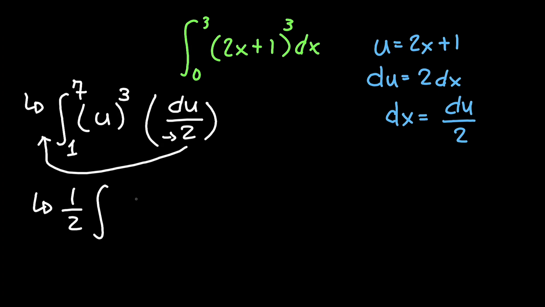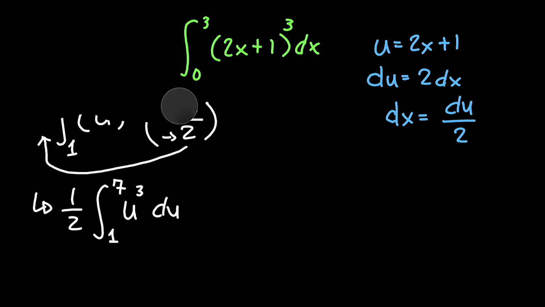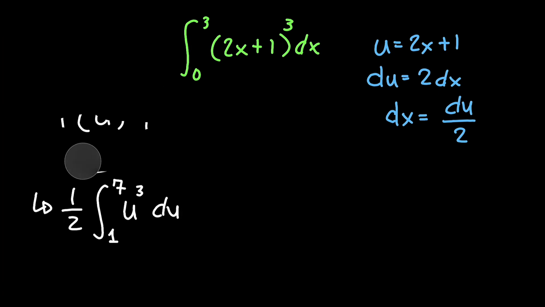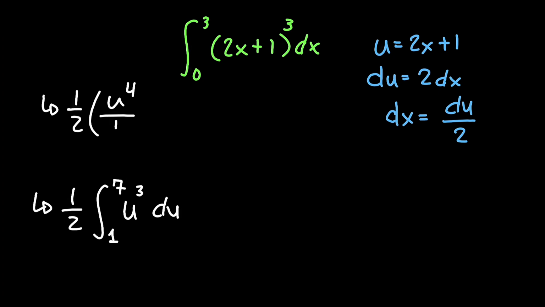1/2 the integral of u to the power of 3 du from 7 to 1. Now, you can actually solve this by the power rule. So this should be 1/2 multiplied by the integral of u to the power of 3. This is equal to u to the power of 4 over 4, from 7 to 1.